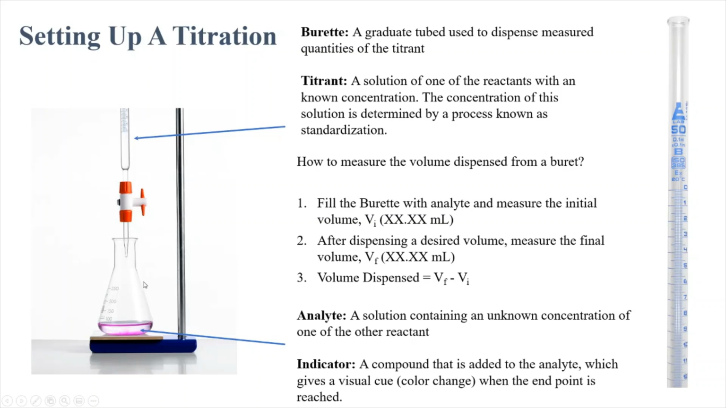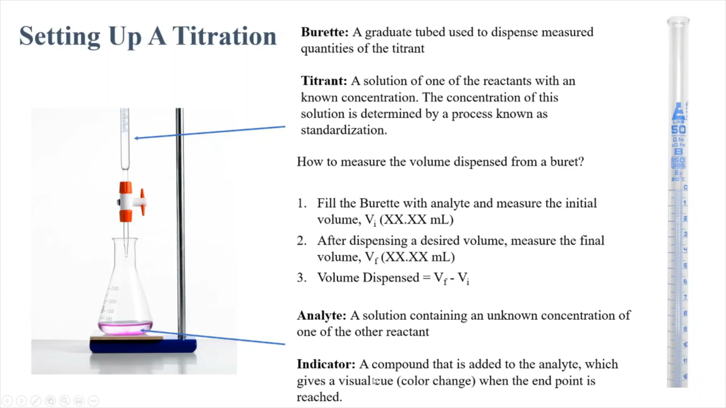The other thing that's really important is the analyte. Typically the analyte is contained in some kind of flask or beaker. A very common flask to use is an Erlenmeyer flask, which helps to prevent splashing. But in some experiments we use a beaker to allow us to put in a pH probe. It depends on what type of experiment you're doing. The analyte is the solution containing the unknown concentration of the other reactant, so this is the unknown component typically in the Erlenmeyer flask.